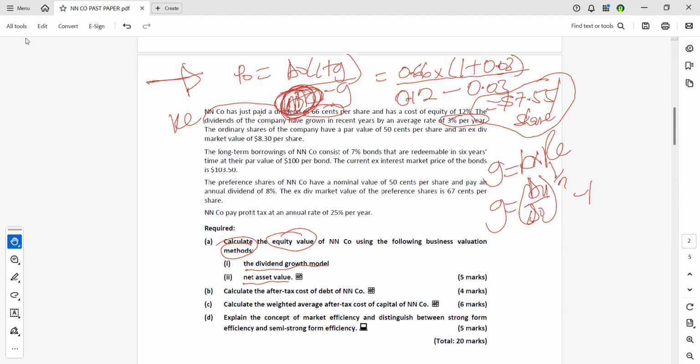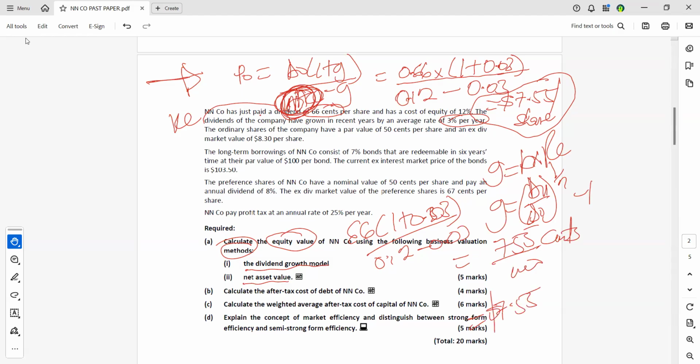$7.55. If you use the cents, if you were to calculate it as 66, 1 plus 0.03 over 0.12 minus 0.03, you would have gotten it to be 755 cents. But if you convert cents to dollars, you divide it by what? 100. So that gives us $7.55 per share.